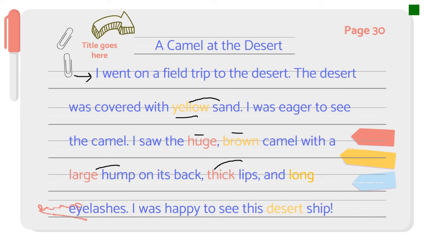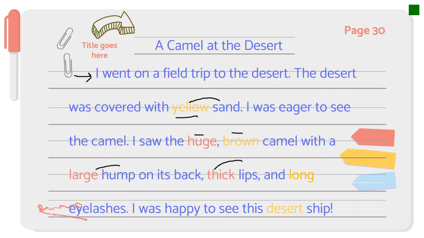Don't forget the title of your writing, okay? A camel at the desert. I went on a field trip to the desert. Don't forget to indent, okay? The desert was covered with yellow sand. I'm describing the sand. I was eager to see the camel.